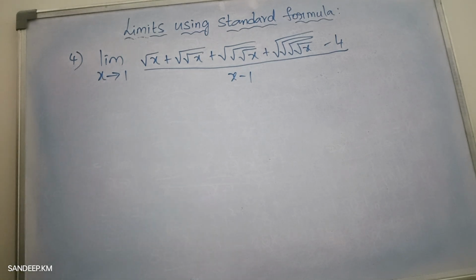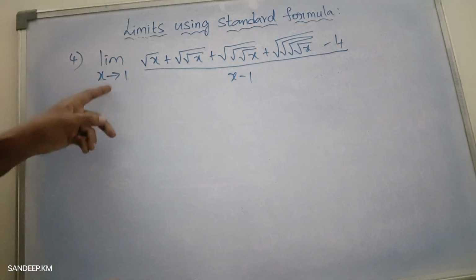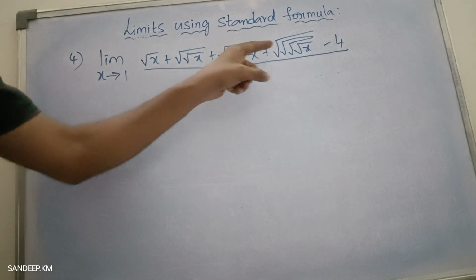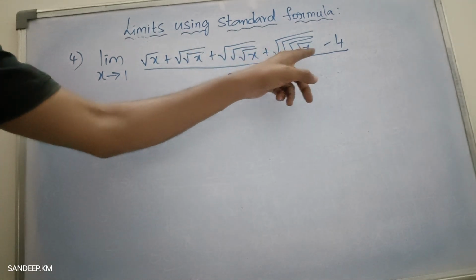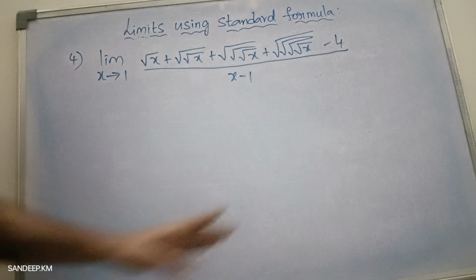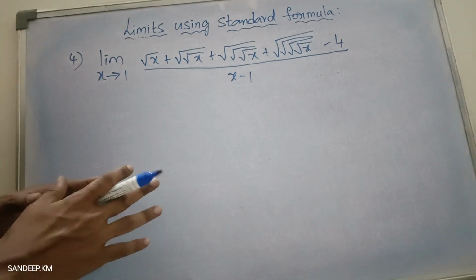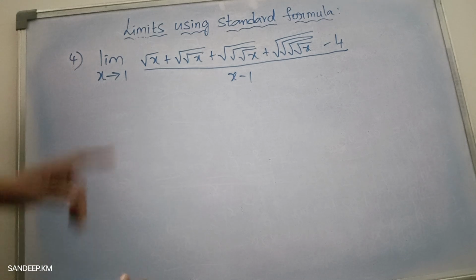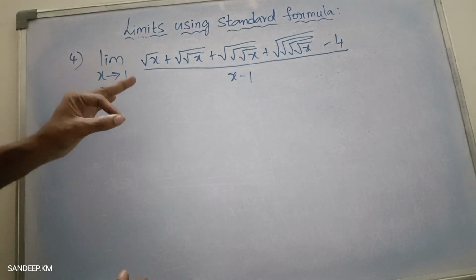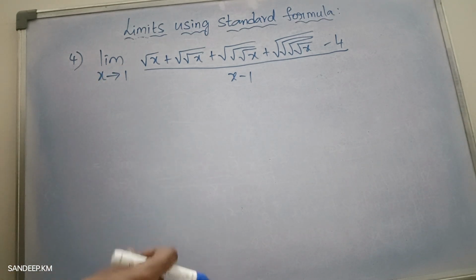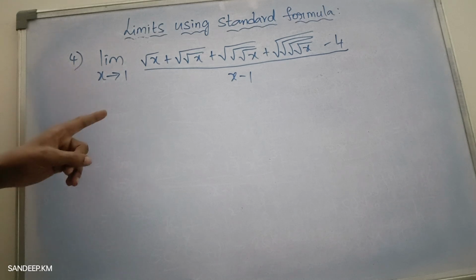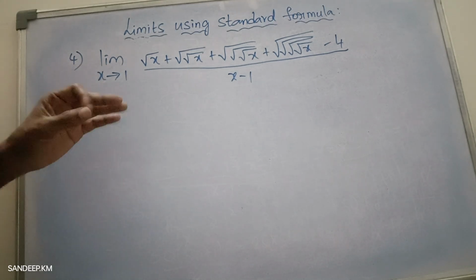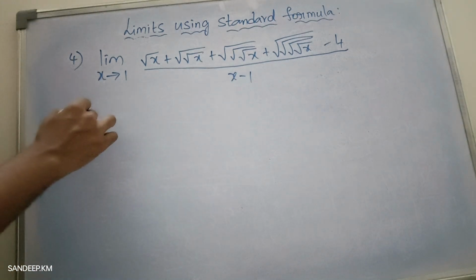So here is our next question. Limit x approaches 1, root x plus root of root x plus root of root of root x plus root of root of root of root x minus 4, whole divided by x minus 1. Don't think that it is a complex question. It's actually a simple question. If you have completed the third question, just think how to solve this. You'll get the answer in no time. If you have done the third question, pause the video and try it yourself. Obviously, you'll get the answer. Very easy question. So how do we solve it?